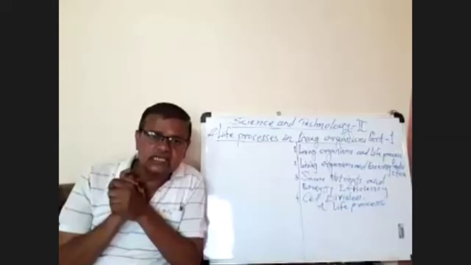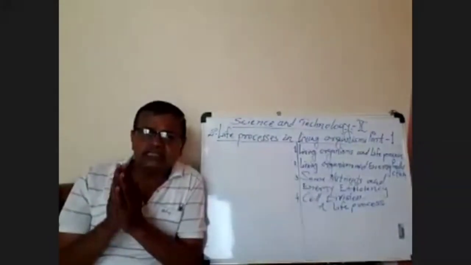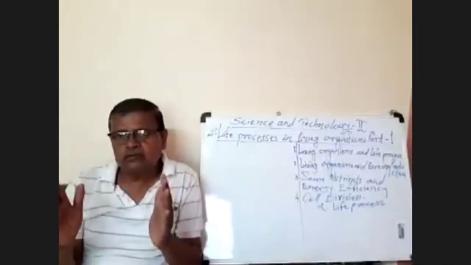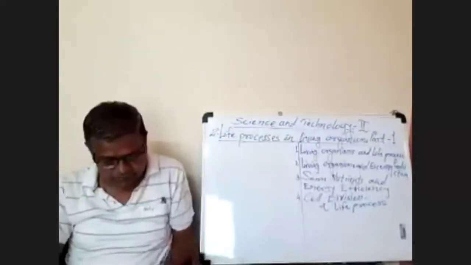C6H12O6. Very nice. So this is the chemical formula of glucose, C6H12O6. What does it mean? It means six atoms of carbon, 12 atoms of hydrogen, and 6 atoms of oxygen. Because of this compound, glucose is produced, having the chemical formula C6H12O6.